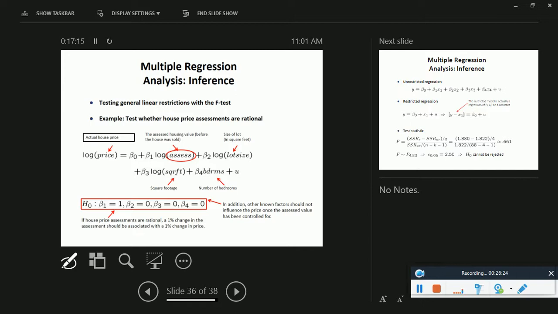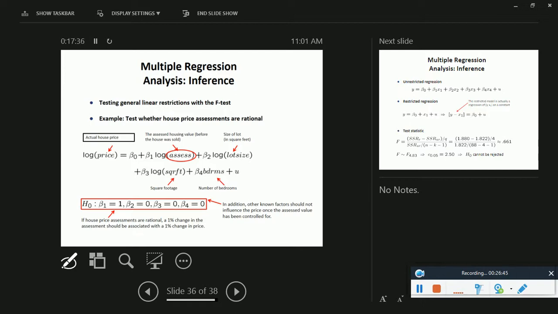Lot size also in square feet, it can be in thousands. You can use log to normalize the value. Okay, and the housing value is also logged, like log of assessment of housing value, because housing values can also be big numbers like millions.